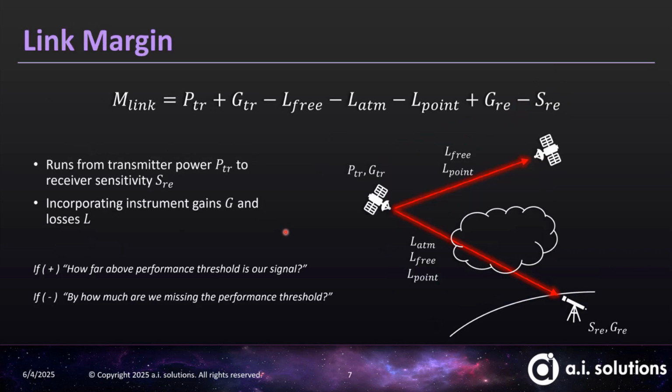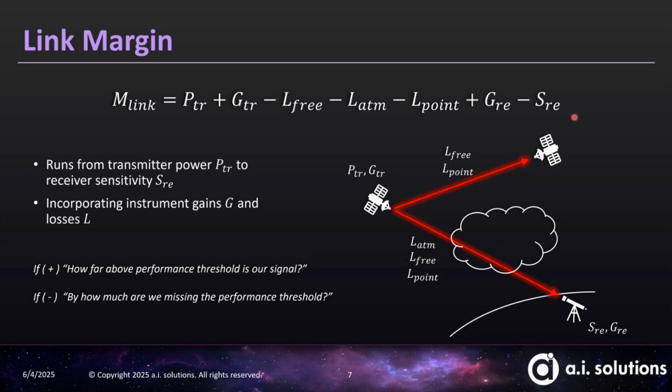A useful tool when you're discussing an optical link and any kind of communications link is this mathematical construct called the link margin, which basically runs all the way from your transmitter power, through all the gains you might get from the transmitter itself and the receiving end, and then any losses you accrue in the middle. And then you subtract away the sensitivity of your receiver.